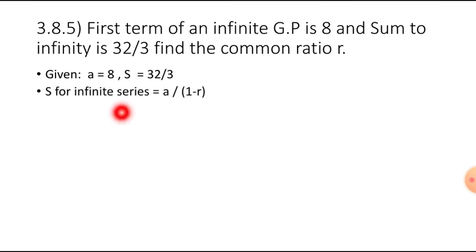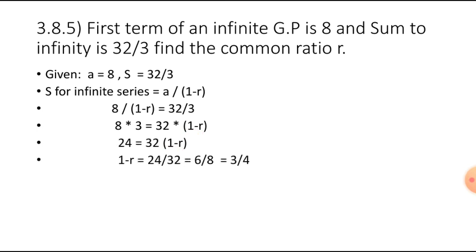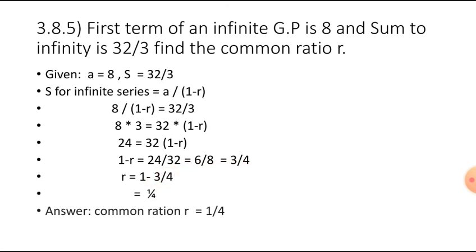The formula for the sum of the infinite series is A by 1 minus r, and we have the value of the first term A, that is 8, and the ratio we need to find out, and the value of the sum of the series is 32 by 3, that is given in the sum. So we can equate these two, and we will get the value of r finally. So the common ratio is equal to 1 by 4.